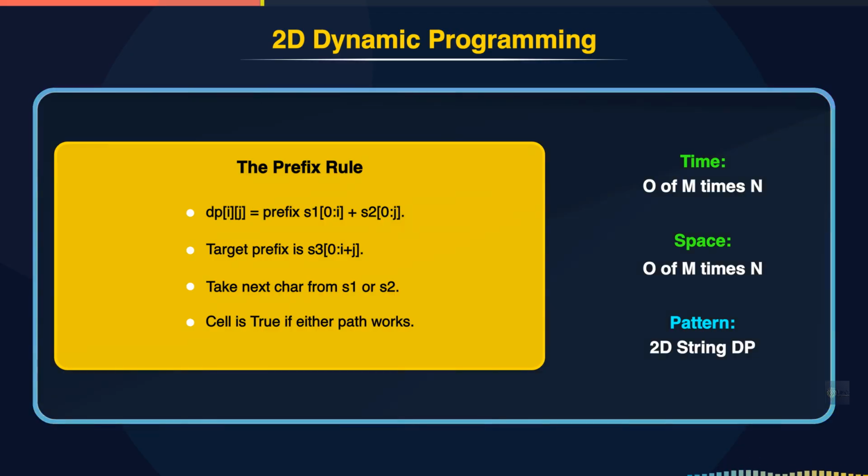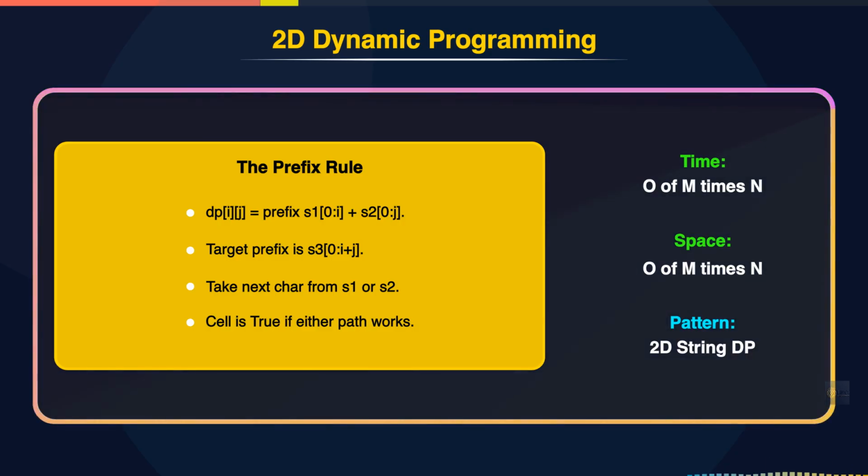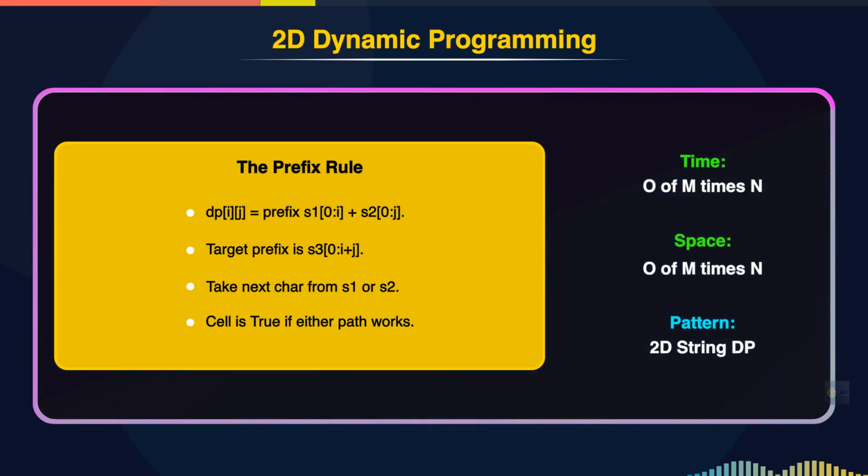For each cell, we check two choices. Choice 1, the last character came from S1, so DP at I-1, J must be true and S1 at I-1 must equal S3 at I plus J-1. Choice 2, the last character came from S2, so DP at I, J-1 must be true and S2 at J-1 must equal S3 at I plus J-1. If either choice works, the cell is true.